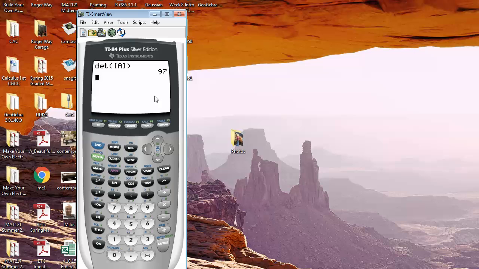So that number itself doesn't really mean much to us. It doesn't really tell us anything except that it's not 0. And since it's not 0, that means that A is invertible. And of course, we could try to invert A and see if it's possible, and it should be, because of the determinant being 97 and not 0. And so there's the ugly looking determinant of that matrix, and your calculator can obviously find that very quickly.